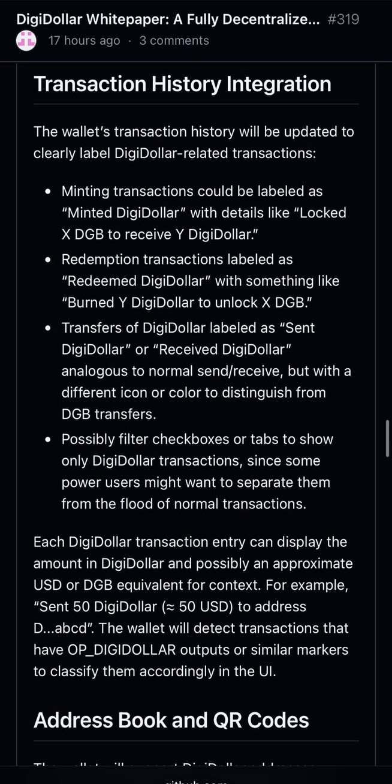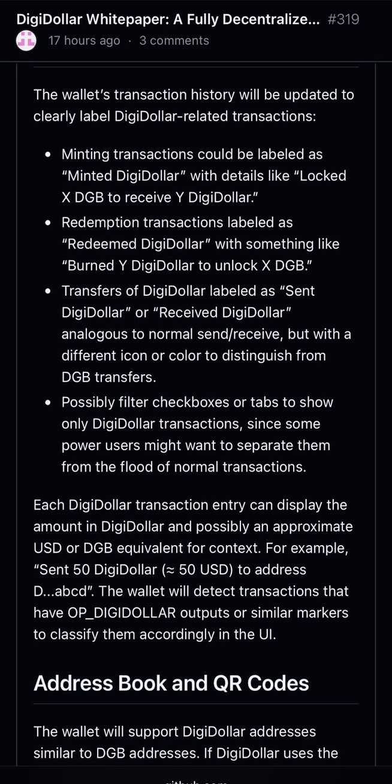Transaction history integration. The wallet's transaction history will be updated to clearly label DigiDollar or related transactions. Minting transactions could be labeled as minted DigiDollar with details, like locked X DGB to receive Y DigiDollar. Redemption transactions labeled as redeemed DigiDollar with something like burned Y DigiDollar to unlock X DGB. Transfers of DigiDollar labeled as sent DigiDollar or received DigiDollar, analogous to normal send/receive, but with a different icon or color to distinguish from DGB transfers.